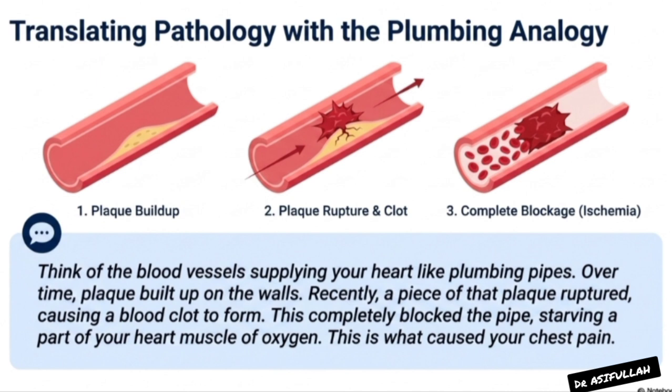Translating pathology with the plumbing analogy: plaque buildup, plaque rupture and clot, and complete blockade, infarction. You tell the patient, think of blood vessels supplying your heart like pipes. Over time, plaque builds up on the walls of the pipes, and recently a piece of that plaque ruptured, causing a clot to form. This completely blocked the pipe, starving a part of your heart muscle of oxygen, and that is what caused your chest pain.